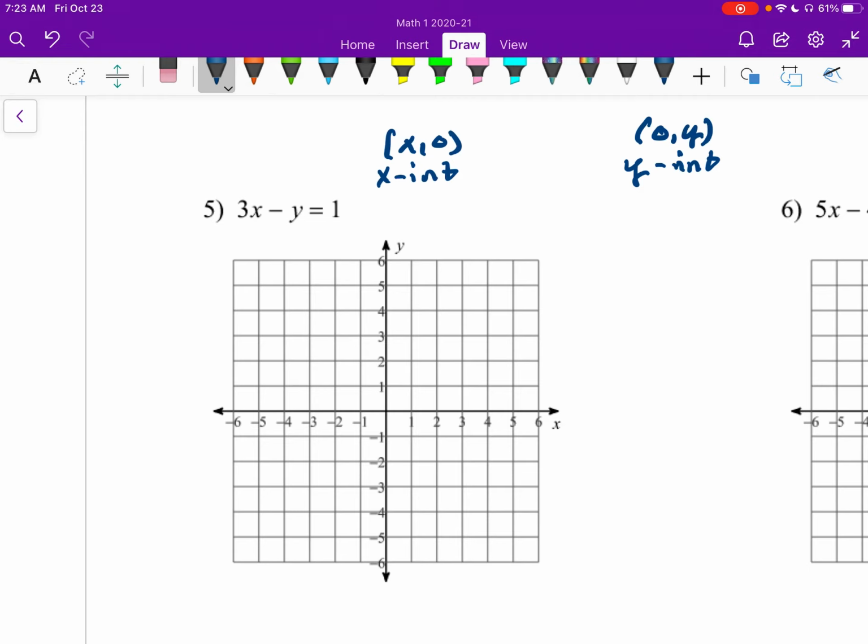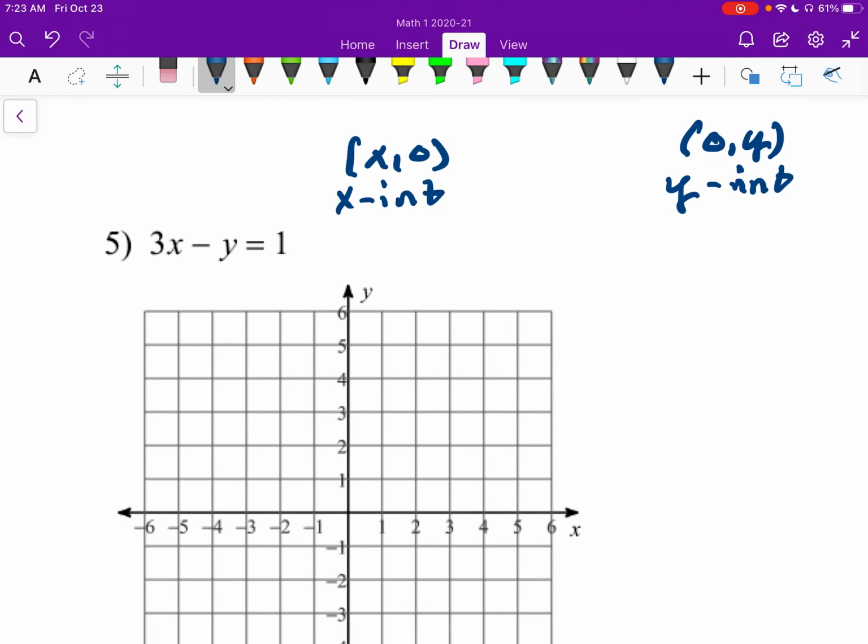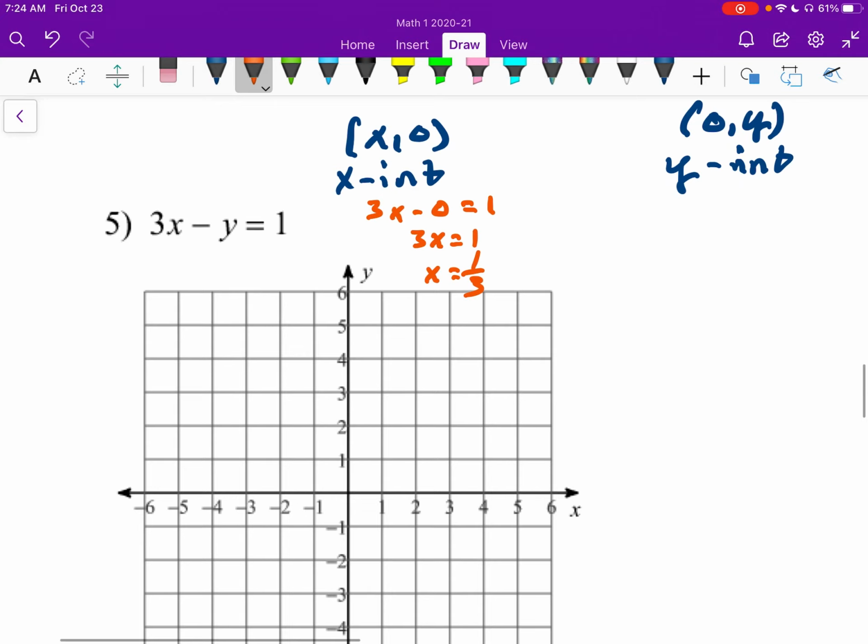Now what we're going to do is plug into the equation to get our x-intercept and our y-intercept. So I'll start off with the x-intercept over here. I'm going to plug in a 0 for y. So I'm going to have 3x minus 0 equals 1. 3x equals 1. x is 1 over 3. So that's our x-intercept, and we can put a dot on x is 1/3, and we just have to guesstimate where that would be.